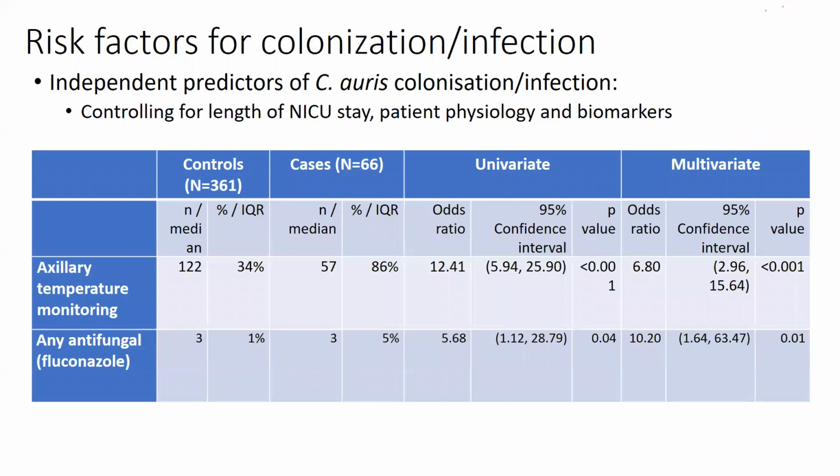So having controlled for patients' blood tests and vital signs, why they came into the unit, and for various procedures as well, two things came out. So axillary temperature monitoring. 86% of our cases have experienced this compared to just 34% of the controls. So that made people who had monitoring like this nearly 7 times more likely to be colonized with Candida auris. Antifungal exposure also came out with a big odds ratio, but actually the number of patients receiving any antifungal on the unit was fairly small.